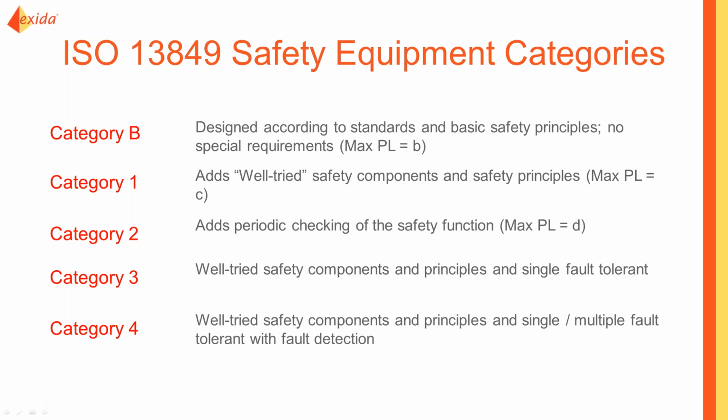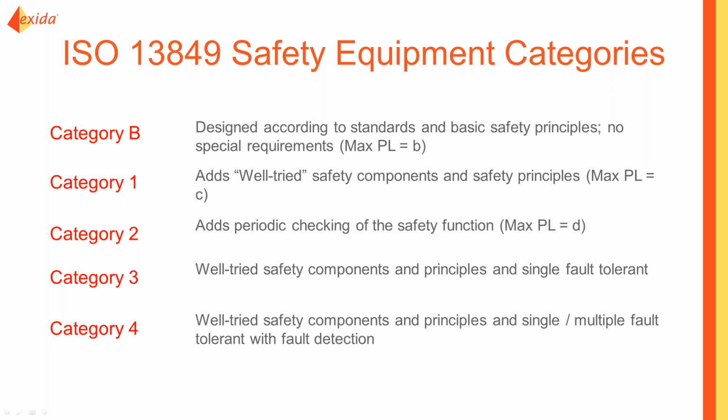In addition to the performance levels, they've got categories, which are taken into account with the failure rates. Depending on the failure rates of the device and the category, which is the architecture, we're going to be able to achieve different performance levels. In 13849, I would describe it as driving to the same overall safety function reliability, but trying to do it in a simplified manner, where if your failure rates fall into this range and your architecture is this, then you meet this category.